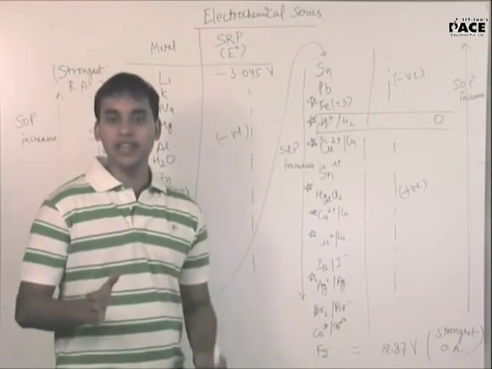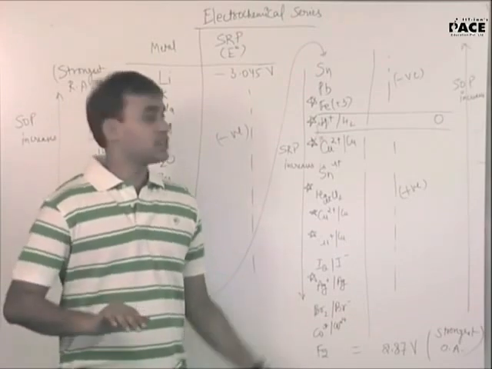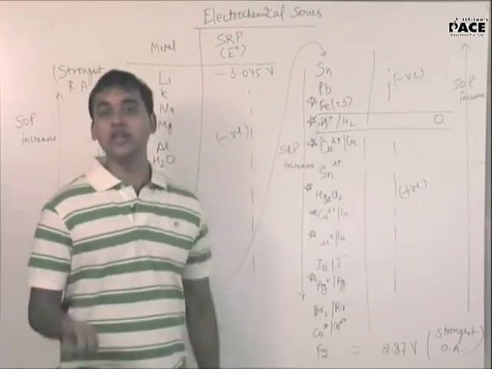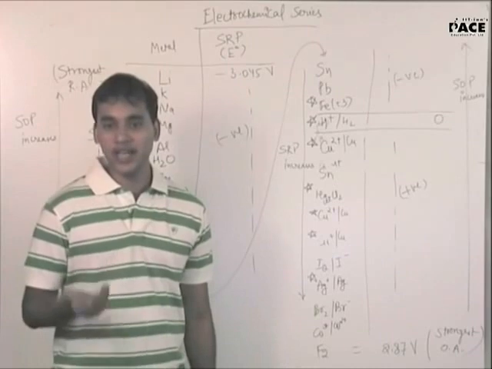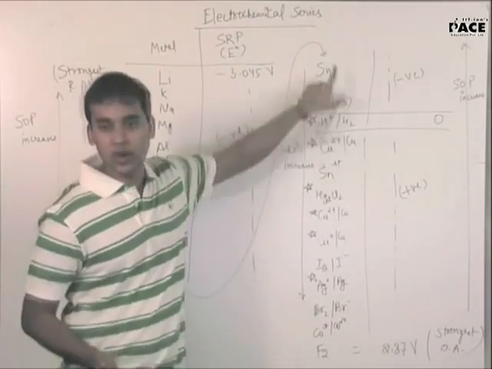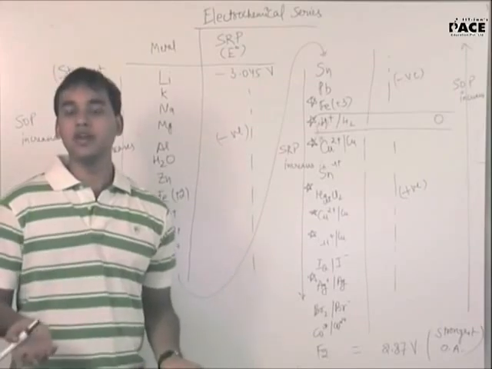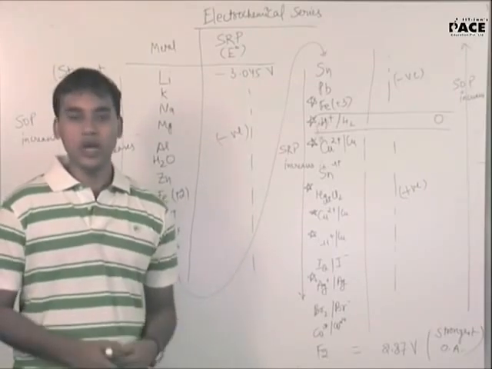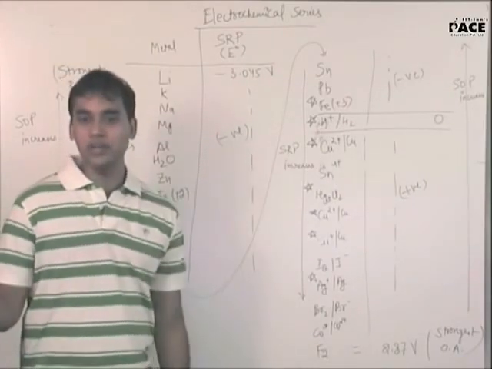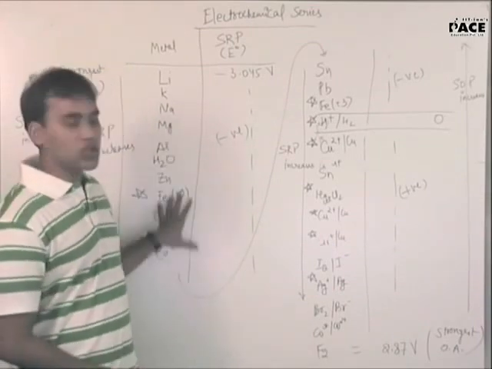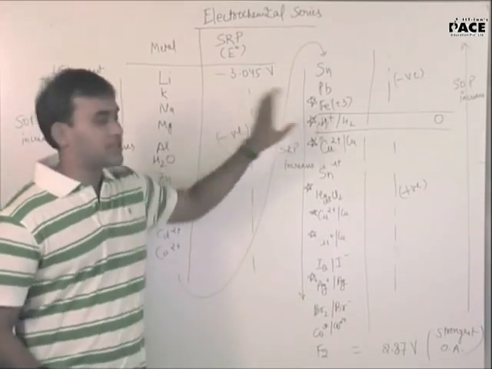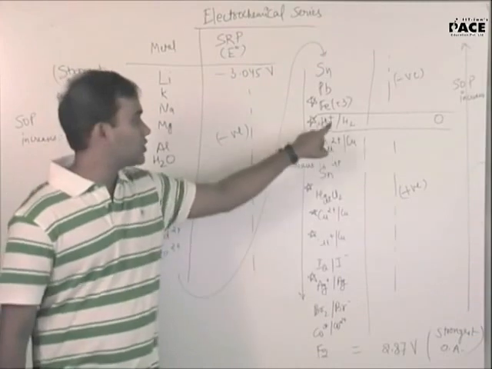So when you are combining, your tendency should be that H plus should get reduced, because it has a higher SRP. So this should be the cathode and all these should be the anode. So this is a very simple way to make a cell. You have this standard hydrogen electrode already present, and you take any of these solutions and combine it with SHE. Connect the positive terminal to this.